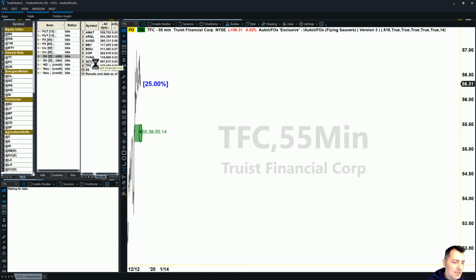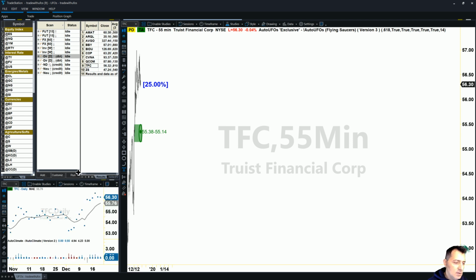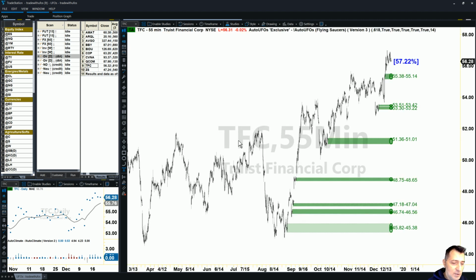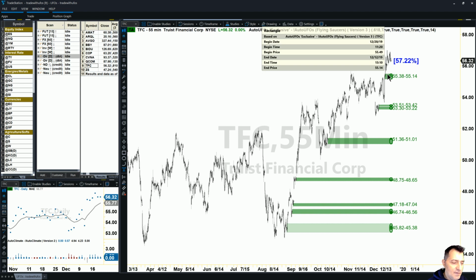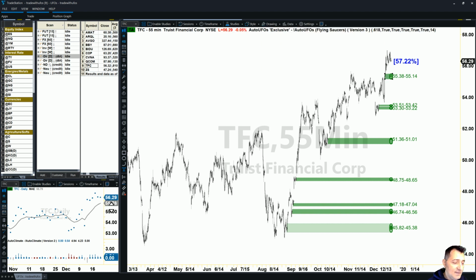So I'm going to look at Truist Financial, which is a $56 stock. Climate purposes, 5 out of 5. Today is going to be candle 6, so if we were to take this trade, it's going to be half of the size. The market just opened, by the way, so I'm going to go back to STZ in just a minute. We got 57%. This UFO is located at 55.49. The average is 55.77, so it's almost lining up.